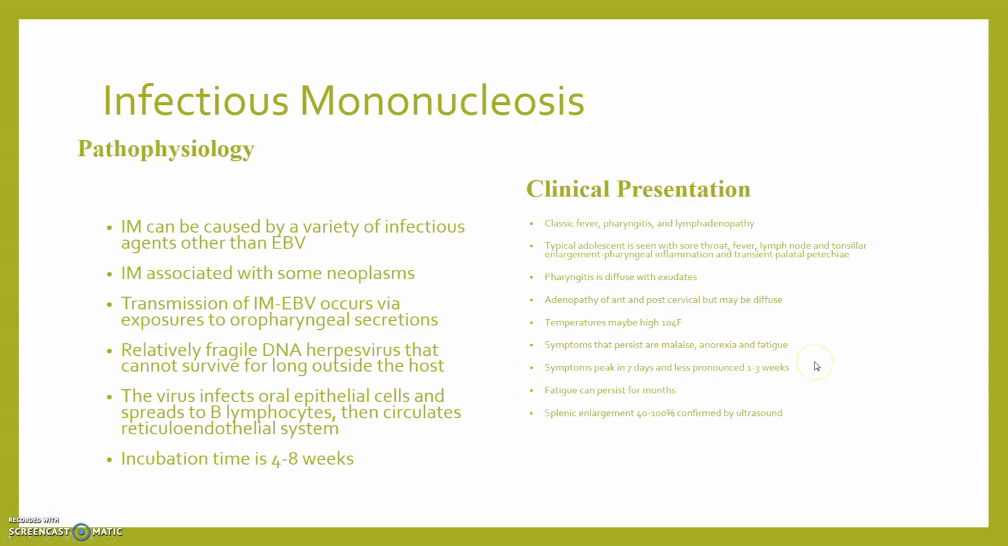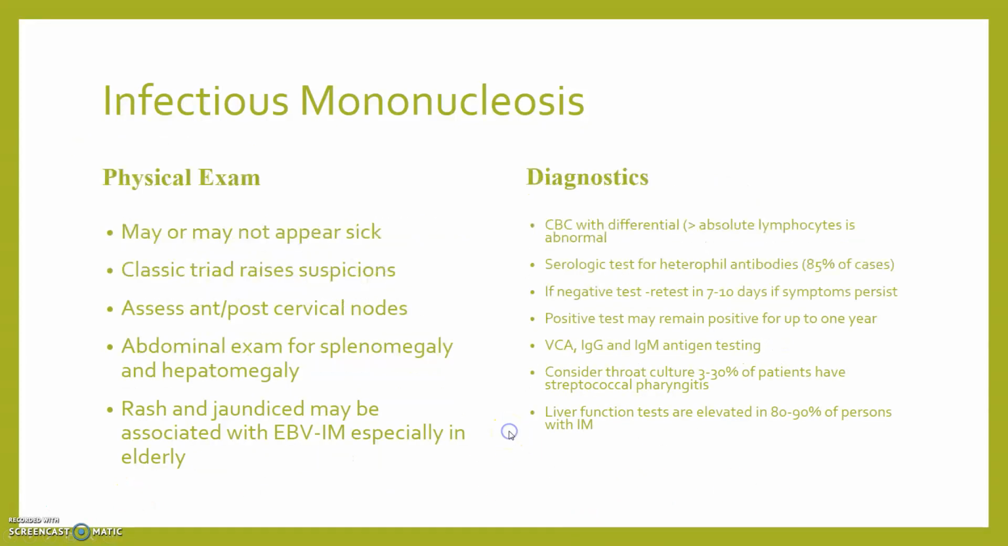Symptoms that persist after this acute phase are malaise, anorexia, and fatigue. Symptoms typically peak in 7 days and are less pronounced within 1 to 3 weeks. However, fatigue has been reported for months after having the virus. And then splenic enlargement is found in about 40 to 100%, and it can be confirmed via ultrasound. And we usually have to do serial ultrasounds.